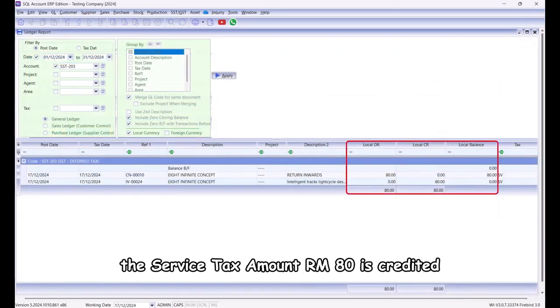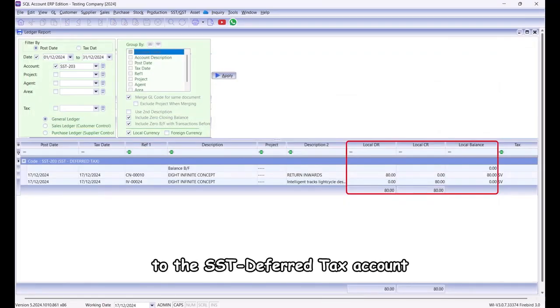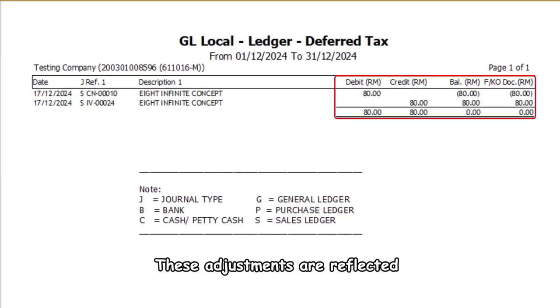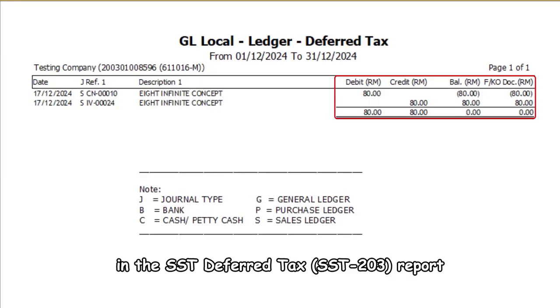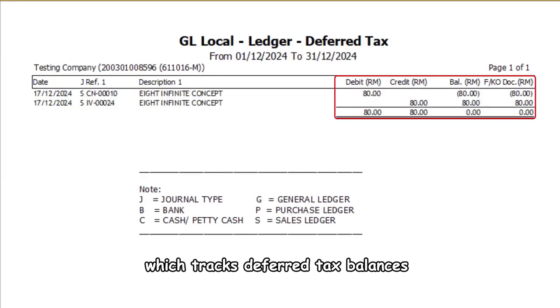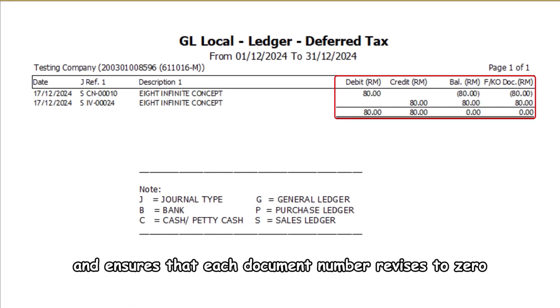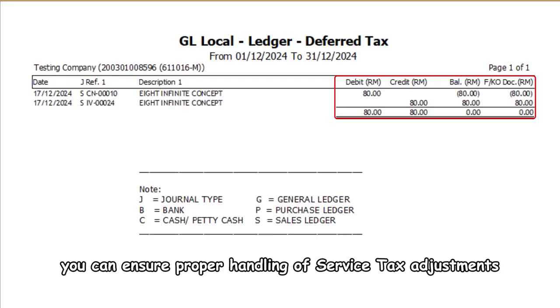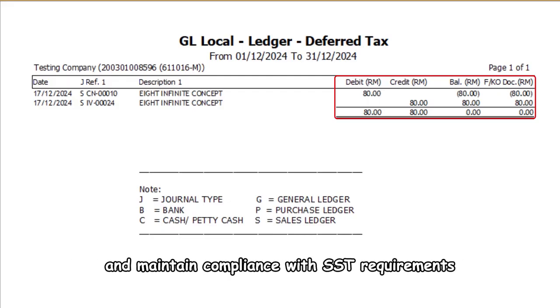When the invoice is created, the service tax amount RM80 is credited to the SST deferred tax account. When the credit note is issued, the deferred tax is reversed, with RM80 debited from the SST deferred tax account. These adjustments are reflected in the SST deferred tax SST-203 report, which tracks deferred tax balances and ensures that each document number revises to 0 when an invoice is fully offset. By following these guidelines, you can ensure proper handling of service tax adjustments and maintain compliance with SST requirements.